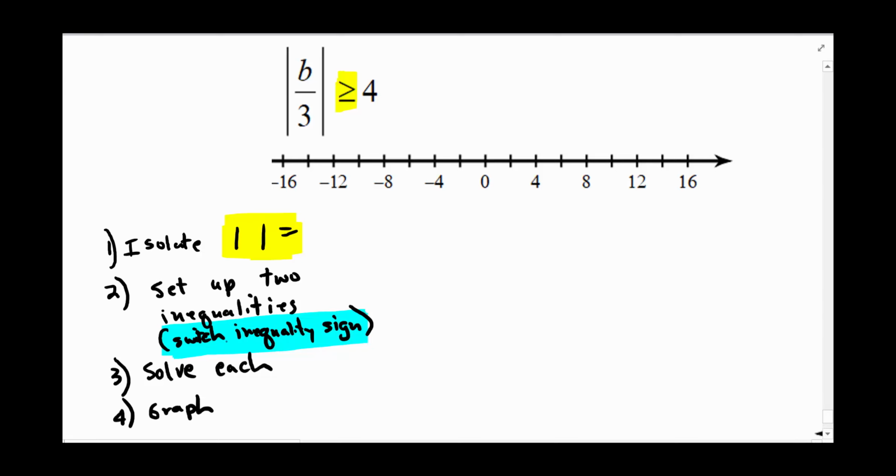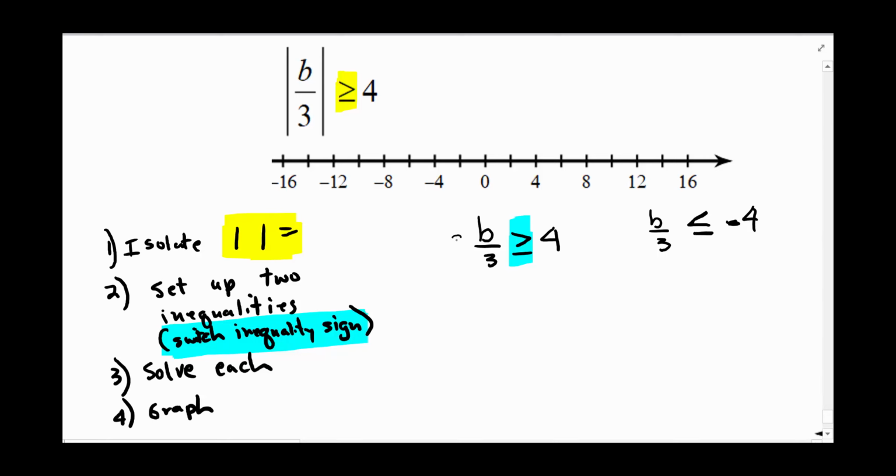But remember, whenever you flip the sign of something on an inequality, the inequality sign needs to be changed. This is what I mean. So I'm going to remove the absolute value bars, and I'm going to say b divided by 3 is greater than or equal to 4. Notice I kept the inequality sign exactly as it is. Then I'm going to write b divided by 3, I'm going to put negative 4. This is now a negative. This sign flips, so we have to flip the inequality sign.